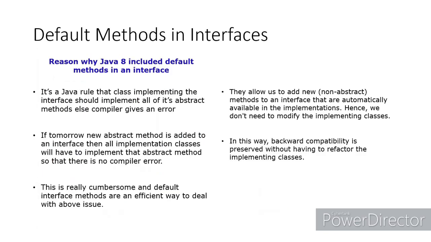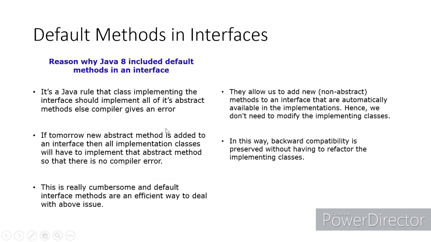That is what it is saying over here. Whatever I'm telling, the same thing is summarized over here. So what is the reason why Java 8 included the default method in an interface, which we were discussing? It's a Java rule that a class implementing the interface should implement all of its abstract methods, else the compiler gives an error. That we know. That is there before Java 8 also.